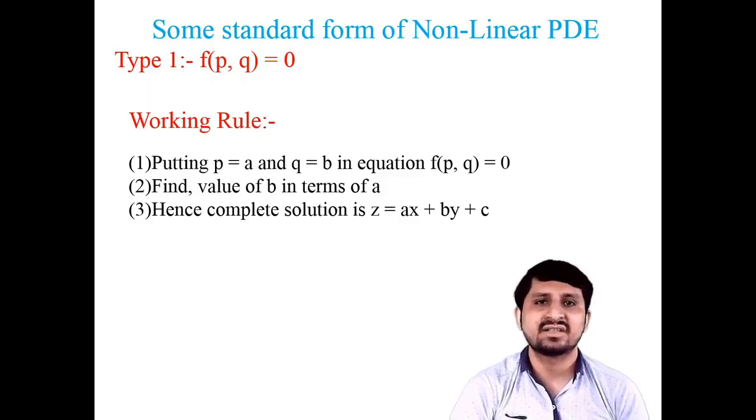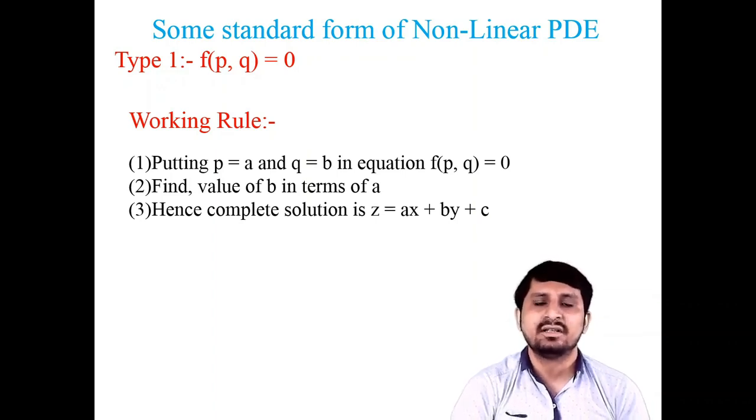So we know that in first order partial differential equations, how many variables are there? There are 5 variables: p, q, x, y and z. We know that p is equal to del z by del x and q is equal to del z by del y. x and y are our independent variables, where z is a dependent variable depending upon x and y.